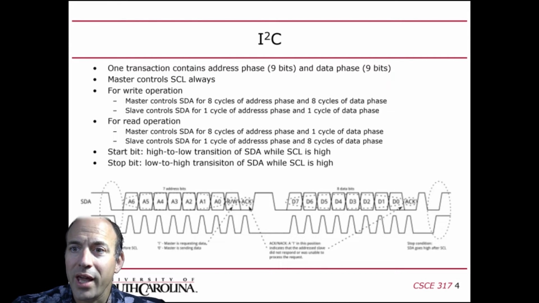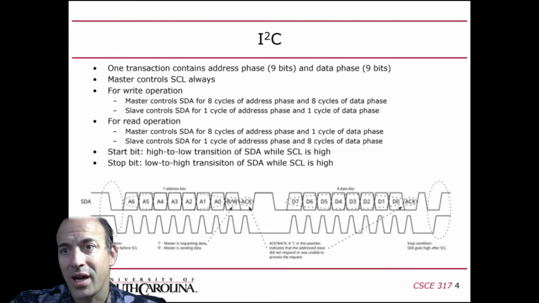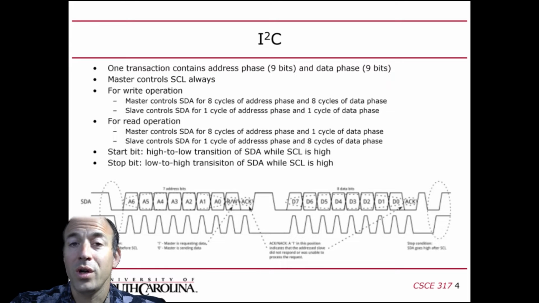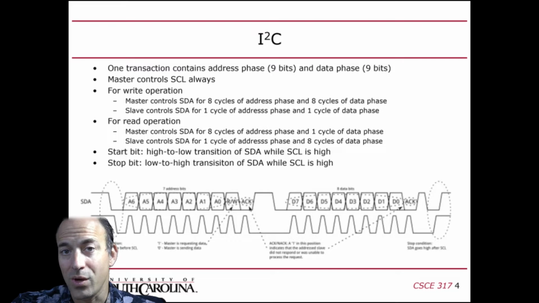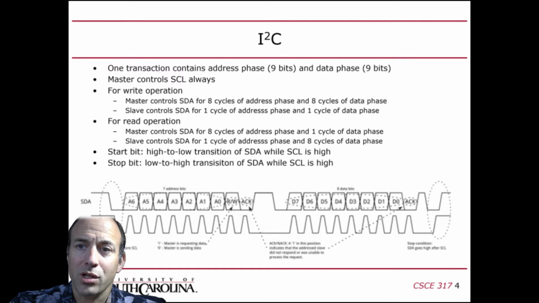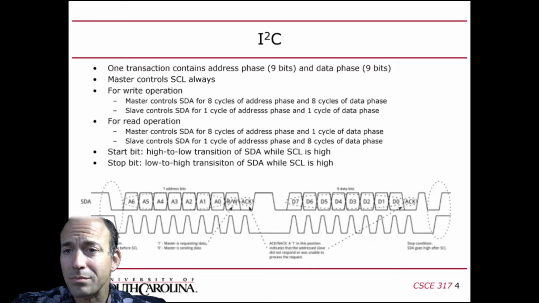However, the slave will take control of SDA for the 9th bit, or the 9th cycle of the address phase, as well as the 9th cycle of the data phase, in order to acknowledge the master, in order to acknowledge the address and also the data. So in other words, during a write transaction, the master controls the SDA line for 16 cycles, and the slave controls it for 2 cycles.